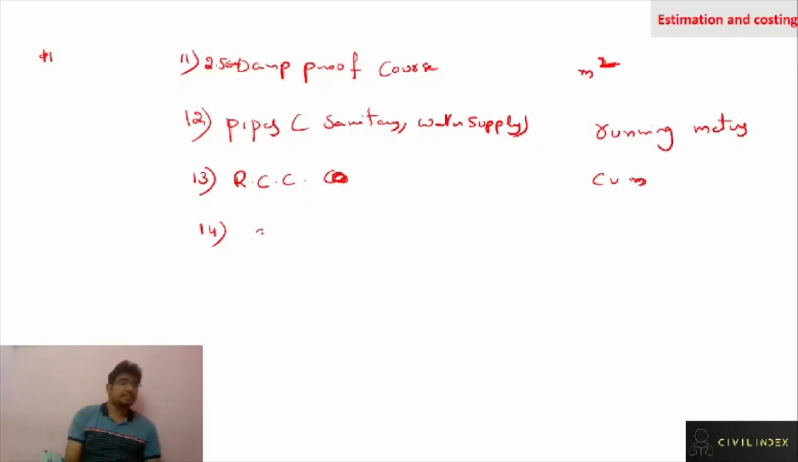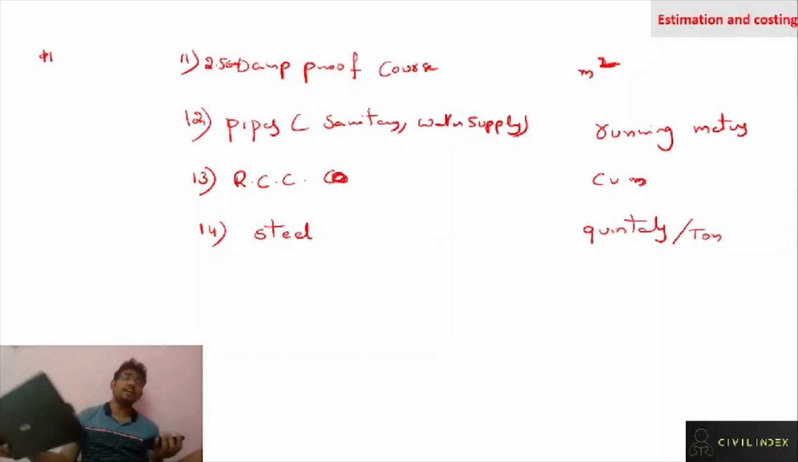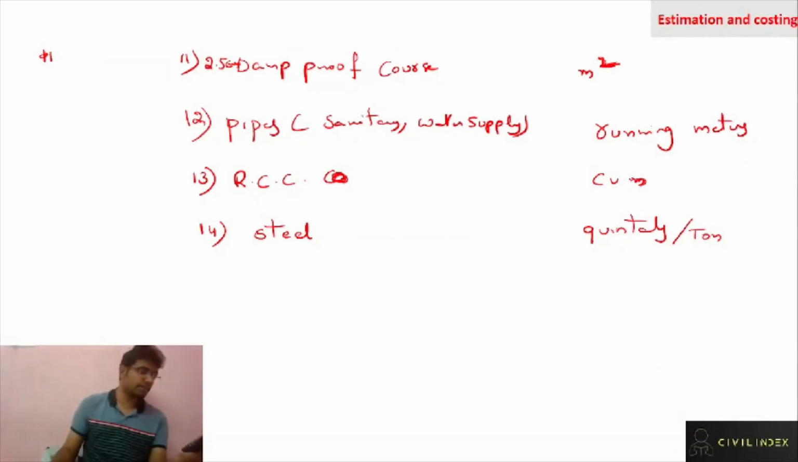Then see this. Whatever steel we use in the RCC, that is measured in what units? Kgs. The quantity of steel is very large, so when it is large we do not measure it in kilograms. Steel we generally measure in quintals, or sometimes in tons also. Both we can use. Okay.